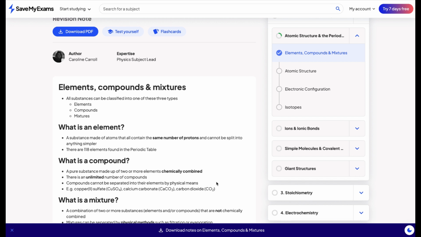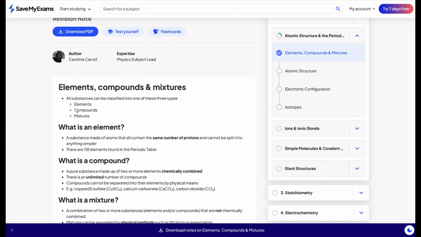First of all, substances around us can be classified as either being an element, a compound, or a mixture. So everything in chemistry around us, chemistry is the study of matter. Physics is the study of matter and energy. Chemistry is only the study of matter. So everything in matter can be classified as being an element, a compound, or a mixture.